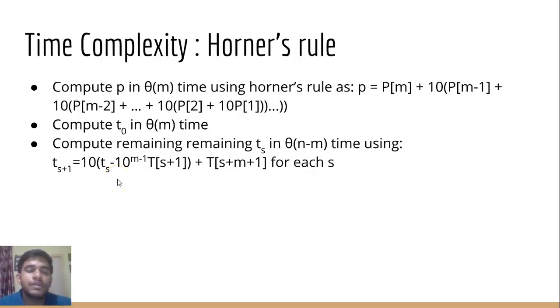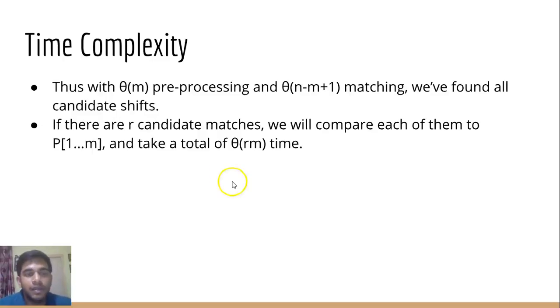I mean, after doing all this, we'll get a lot of values of TIs, which will range from T0, T1, T2 until Tn minus m. And we'll match P with each one of them. And for all those S for which TS is equal to P, we'll say that those values of S are the candidate shifts. Say if there are R candidate matches, now we'll compare each one of them to P1 to M, and each match takes theta m time, and this will take a total theta rm time. You may ask, what is the need to match them once more? Well, that is something that we'll head on to in the later slides.